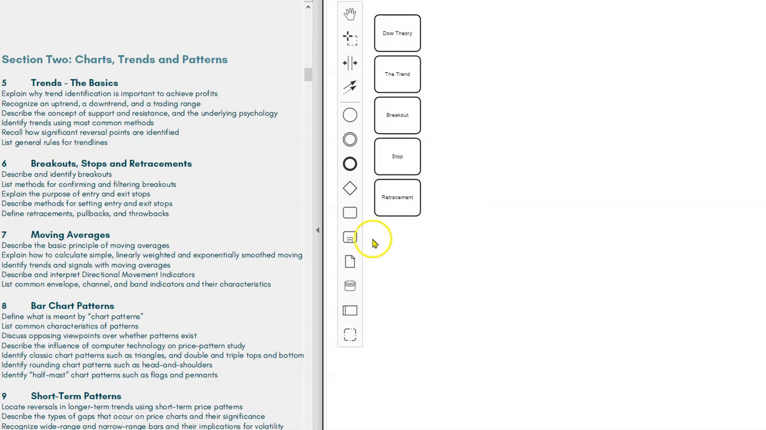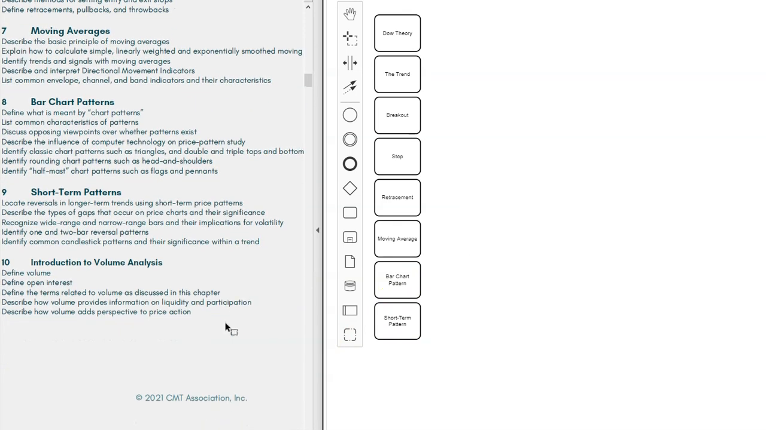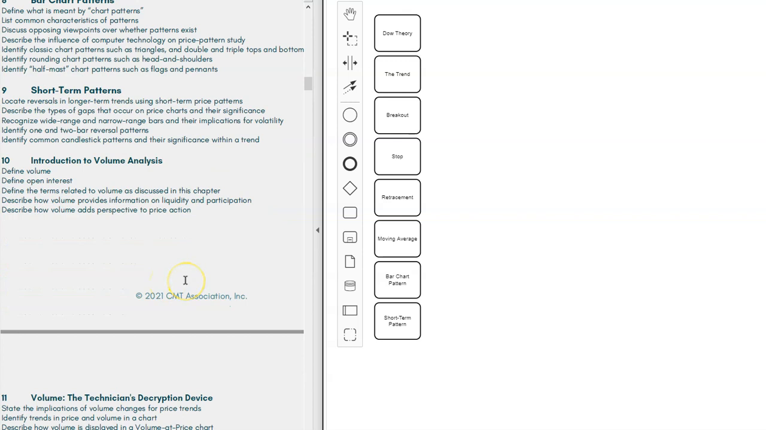Retracement. Moving average. A bar chart pattern. We have a short-term pattern. So again, turn this into a verbal exercise during the second delay after I state the term. Say it out loud so you can better memorize it.